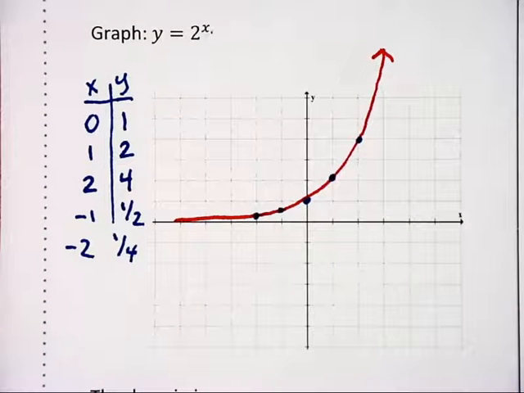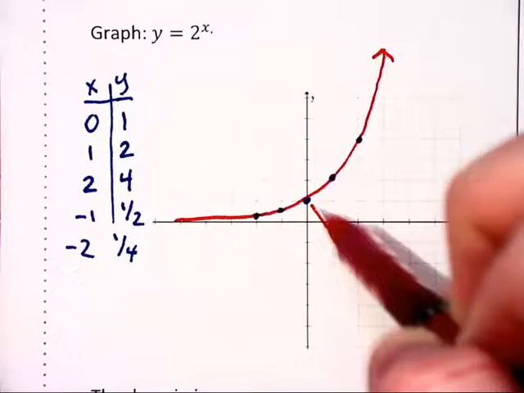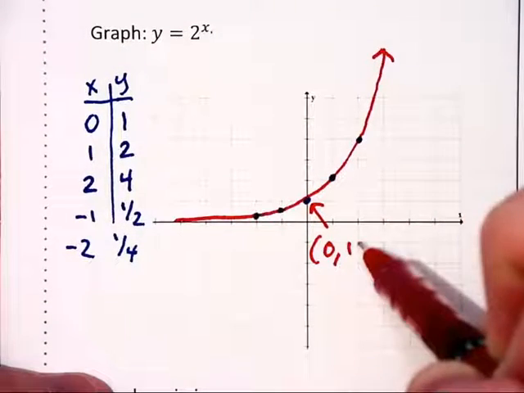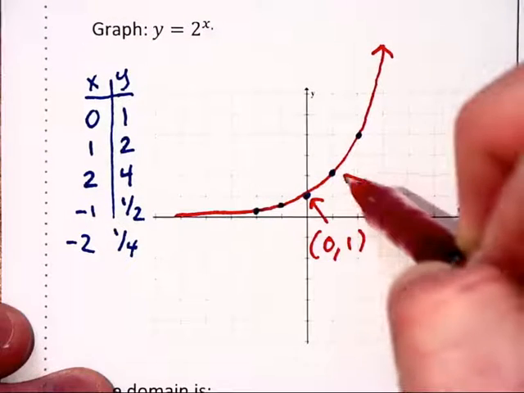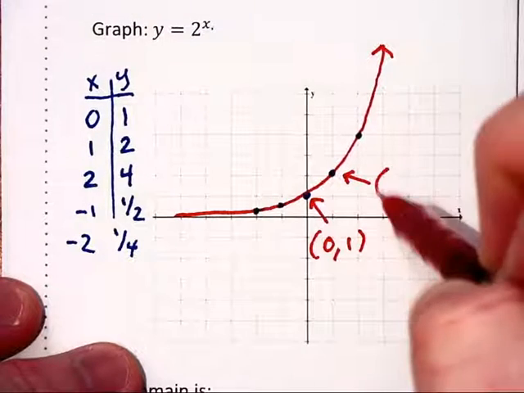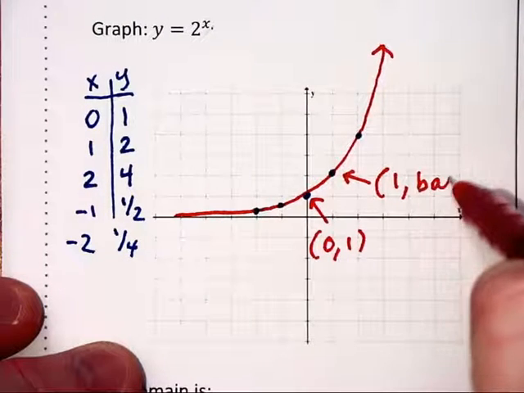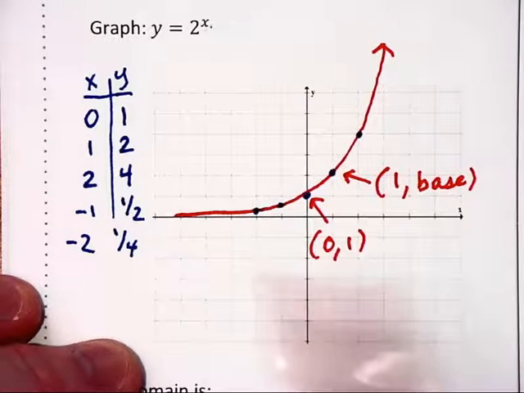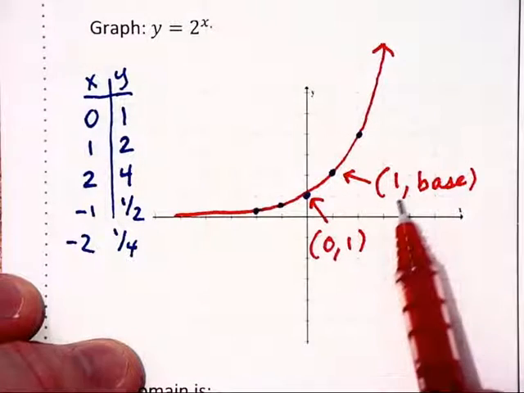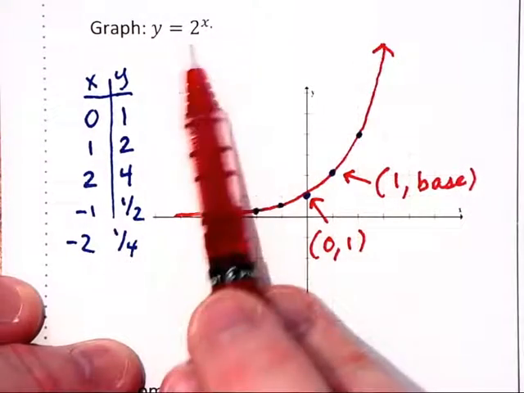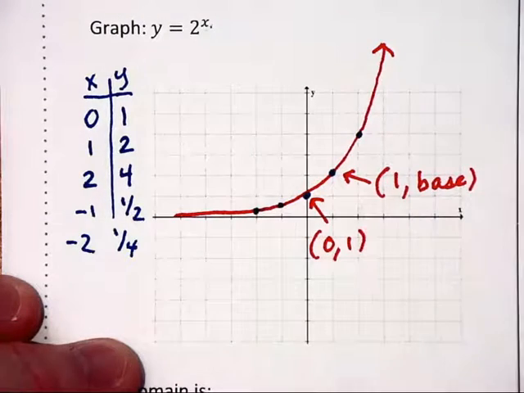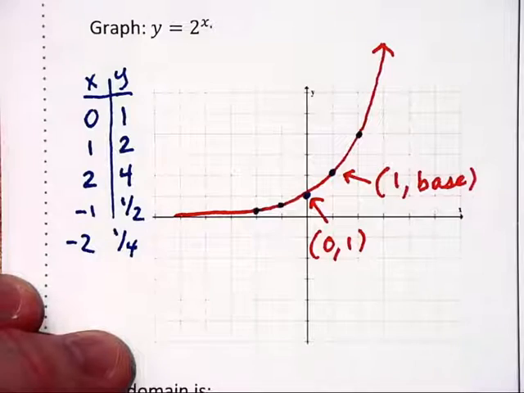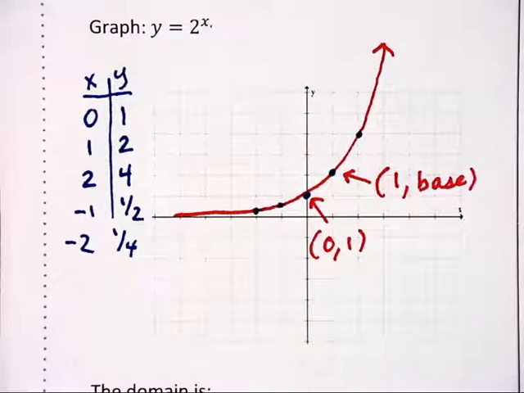Now, I want to call something to your attention. Notice that this graph goes through the point 0, 1. That is a very key point. And for this graph, it happens to go through 1, 2. But I'm going to write that as 1, base, because if this was y equals 3 to the x, this would be going through 1, 3. And if this was y equals 4 to the x, it would be going through 1, 4. So these are 2 key points that you really need to have memorized. And we'll talk about it a little bit later as we do the chapter review towards the end.